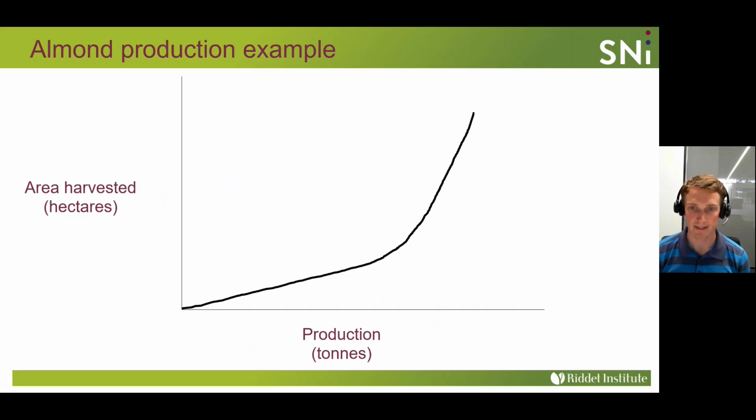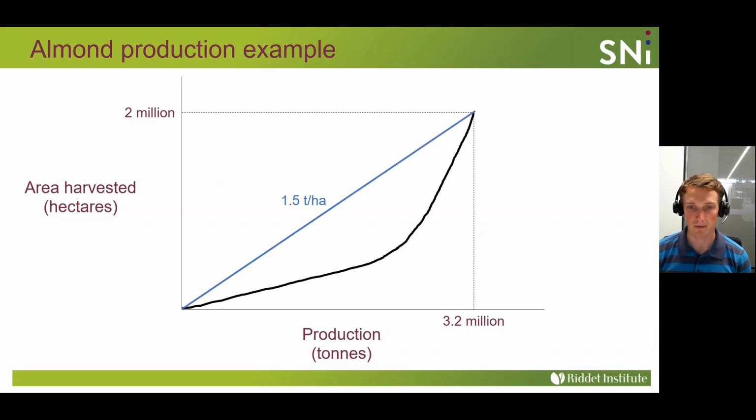As an example, let's consider almond production, because the yield of almonds per hectare varies greatly in different parts of the world. So here we can see that the global production of almonds in 2018 was around 3.2 million tons, and the land area used to produce it was around 2 million hectares. This is an average yield of 1.5 tons per hectare.